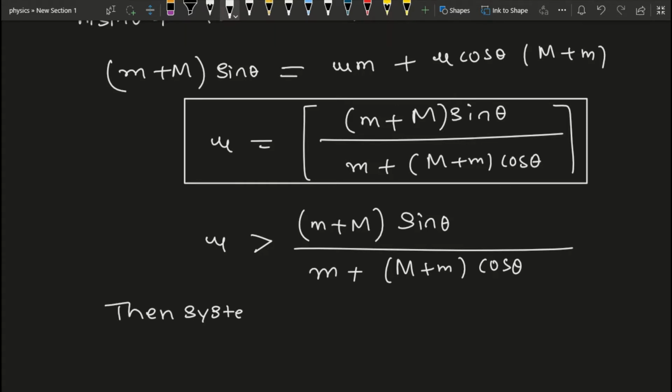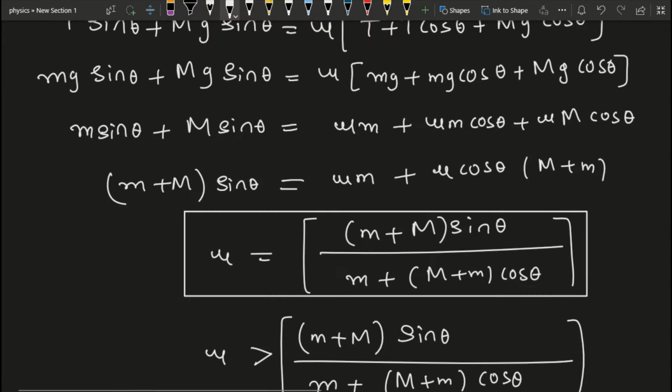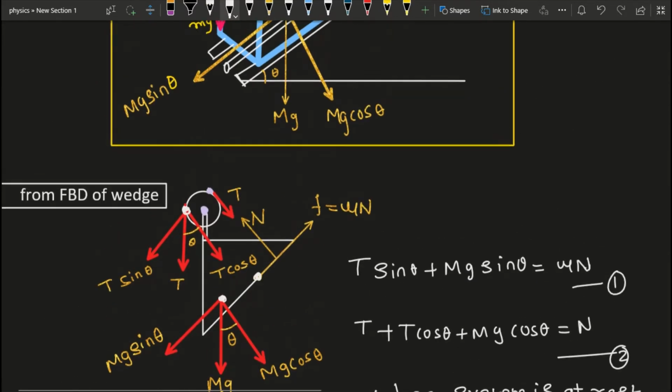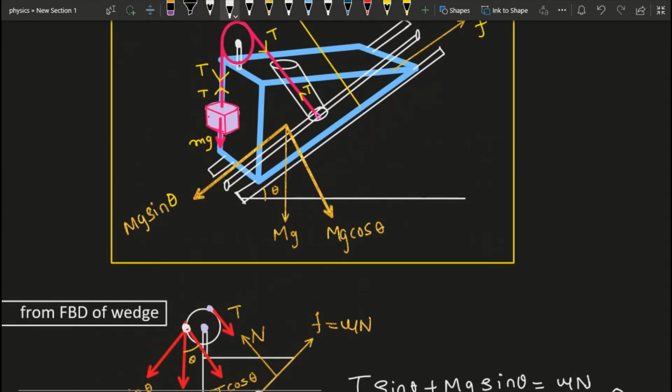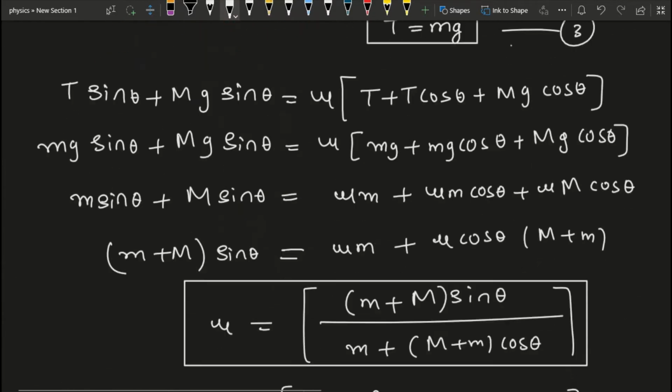Then the system will be at rest. That means the acceleration of the block will be 0. So we can directly say that when mu is greater than this value, the acceleration of the block will definitely be 0, because the entire system will be at rest. So the small m will also not move.